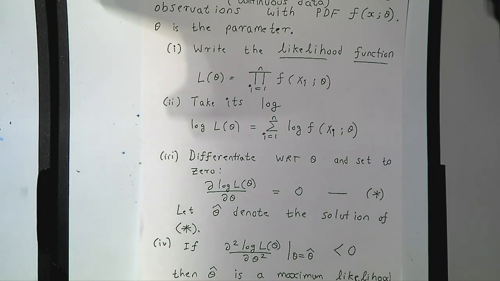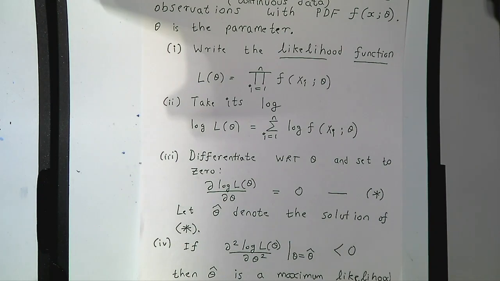The first step is to write the likelihood function. The second step is to take the log. The third step is to take the derivative of the log likelihood with respect to the parameter and set it to 0. And let theta hat denote the solution of equation star. And step number 4 is to show that the second order derivative at theta hat is negative. And if it is negative, then theta hat is an MLE. So it's a simple procedure.